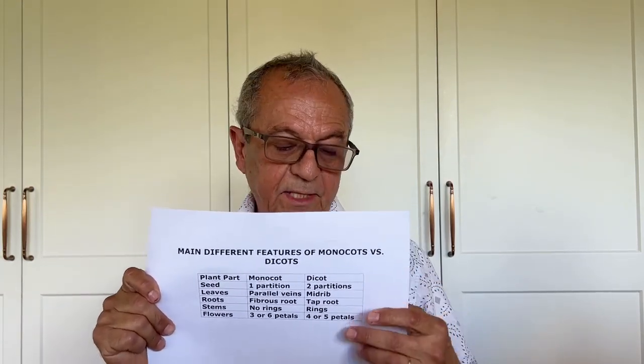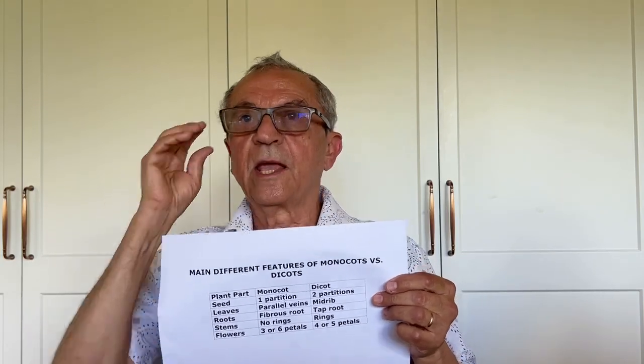And in the flower itself, in the monocot, you have 3 or 6. In the dicots, you have 4 or 5. Now, someone might say, well, what about roses? A rose will have 20 petals. Yes, true. But if you really count them, you will find that they are multiples of 4 or 5, most of the time. In the case of monocots, they're always 3 or 6, always. That's why when you look at daffodils, onions, garlic, all of these are monocots.